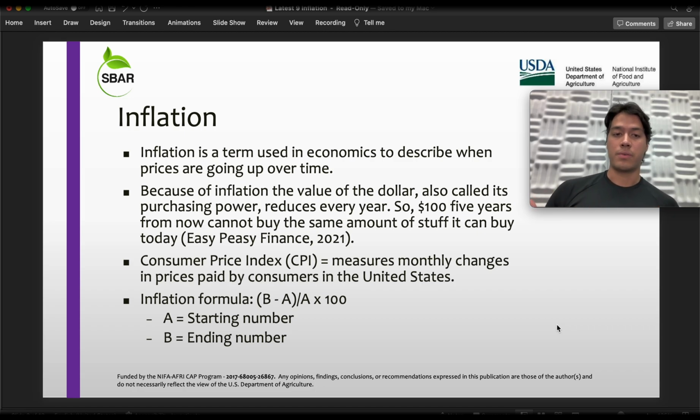Now let's move on to a different term. We have Consumer Price Index, or better known as CPI, which measures monthly changes in prices paid by consumers in the United States. Last, we have the inflation formula, which is going to be B minus A divided by A times 100, meaning that A is going to be the starting number and B the ending number. Further, I'm going to explain and provide an example so that you can understand how this formula works based on real life numbers.